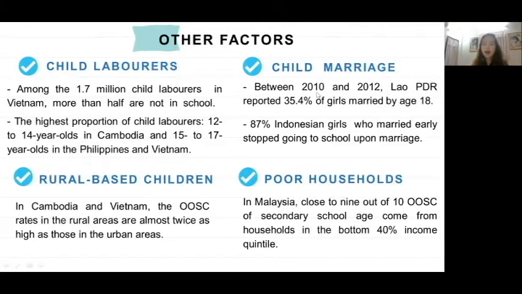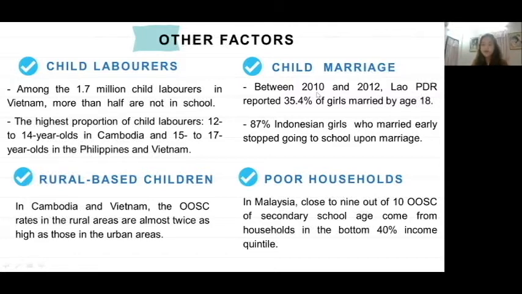And the next one is the problem characterized by rural-based children. All of those countries in the ASEAN community experience this kind of urban and rural location gap in terms of non-participation of children in the formal educational system. The OOSC are mainly found in rural areas where educational services tend to be of poor quality, and the trend is the same among lower secondary school level children. In Cambodia and Vietnam, the OOSC in rural areas are almost twice as high as those in urban areas.